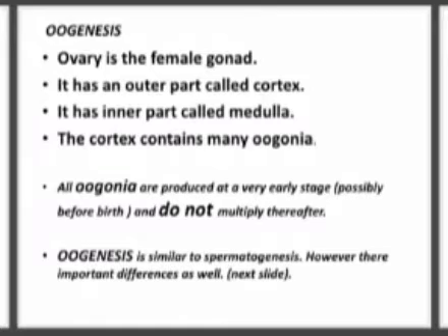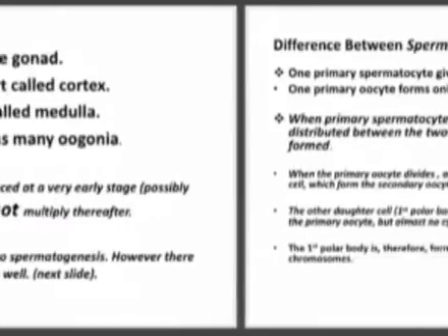All oogonia are produced at a very early stage, possibly before birth. जब माँ के गर्भ में बच्ची होती है तो उसमें oogonia प्रोड्यूस होते हैं in terms of lakhs. जब पैदा होती है बच्ची तो 1 लाख के करीब होते हैं और फिर जो एट्रेसिया होके 400 या 600 रह जाते हैं and do not multiply thereafter. Oogenesis is similar to spermatogenesis, however, there are important differences as well.